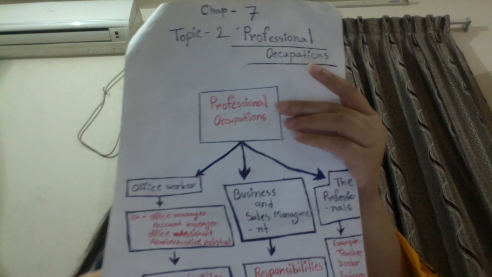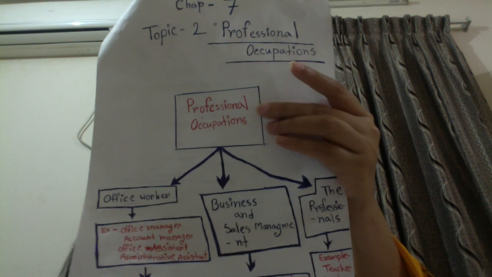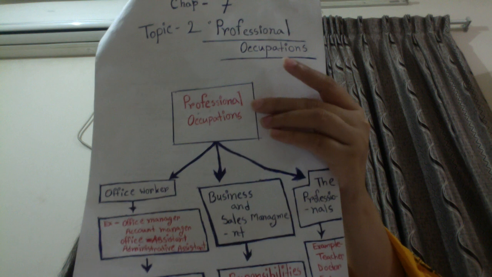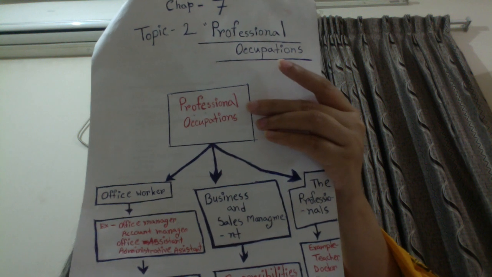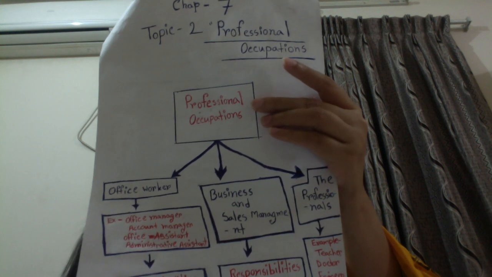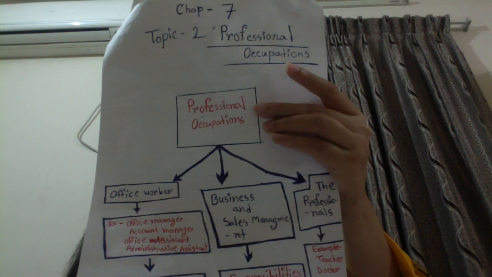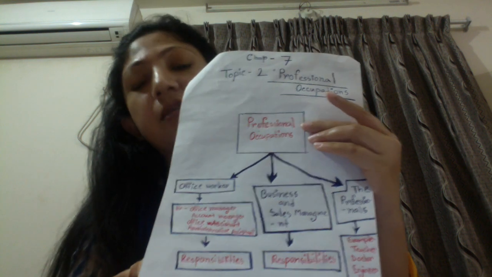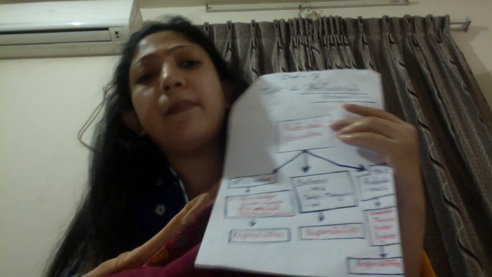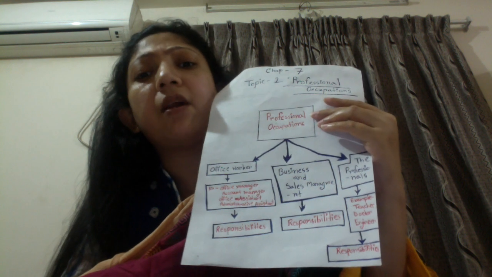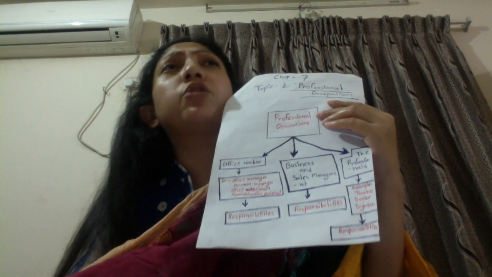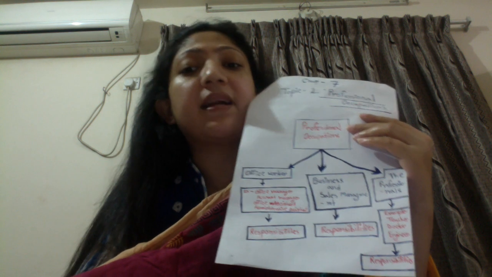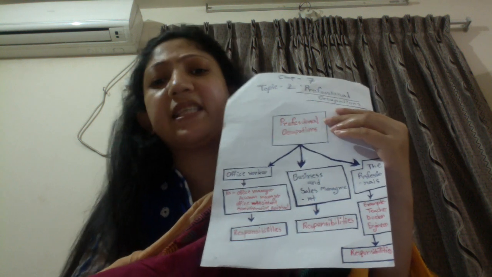The term professional occupation refers to anyone who earns their living from performing an activity that requires a certain type of education, skills or training. This is called professional occupations. We have lots of different types of professional occupations like doctor, engineer, teacher, office worker, business and sales management, etc.